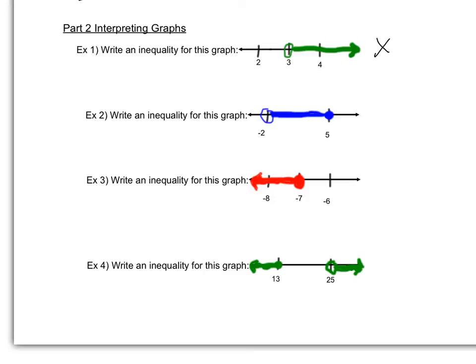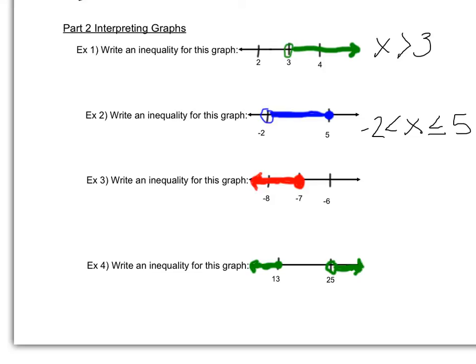And it's an open circle so I know to just use greater than. I'm going to say x is greater than 3. On the second one, it looks like I have to be in between -2 and 5. So again, I pick my variable, and it looks like my variable is bigger than -2, but not equal to, because it's an open circle, and it's smaller than 5, and this time it can be equal.